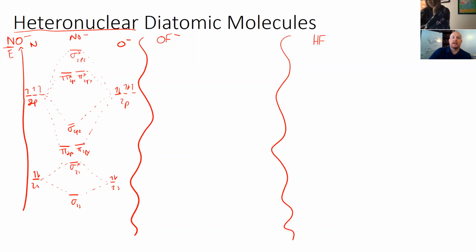If you remember the rule, if there's a nitrogen, carbon, boron, beryllium, or lithium, it's going to have the pi orbitals lower in energy. And if there's none of those, it's going to have the sigma orbitals lower in energy. So 12 electrons to go in. So there's 1, 2, 3, 4, 5, 6, 7, 8, 9, 10, 11, and 12.